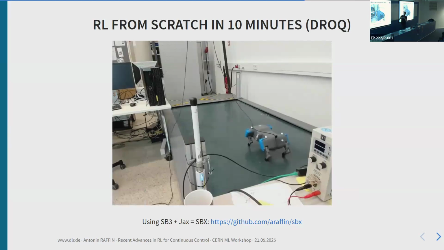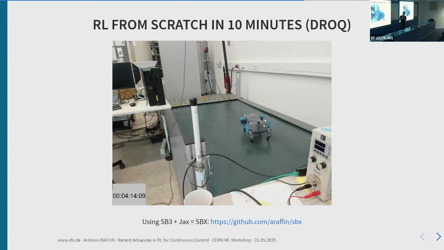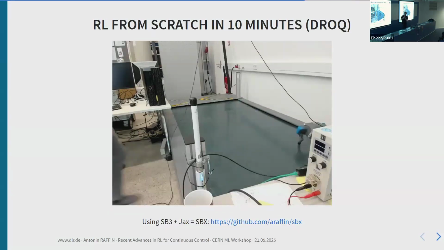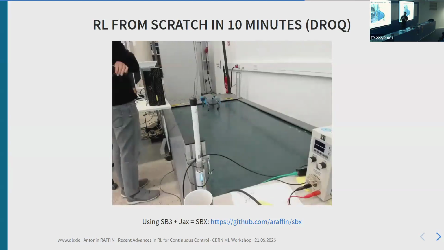So it's really learning from scratch. So at the beginning, it does nothing interesting. And after a while, after 4 minutes, it will do its first step. And then it will quickly learn to move forward. As a baseline, I did the same experiment 5 years ago, and it took from 5 hours to 8 hours with the SAC or TQC algorithm. So there was a huge improvement from 5 hours to now down to 10 minutes. And then it will plateau.